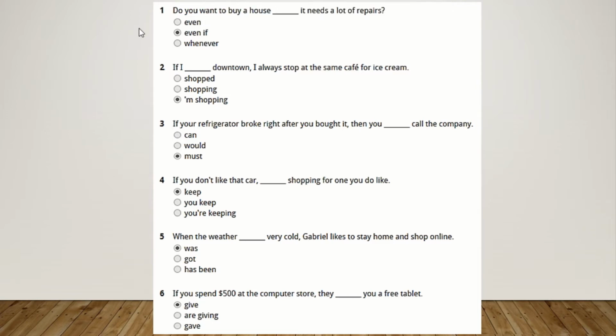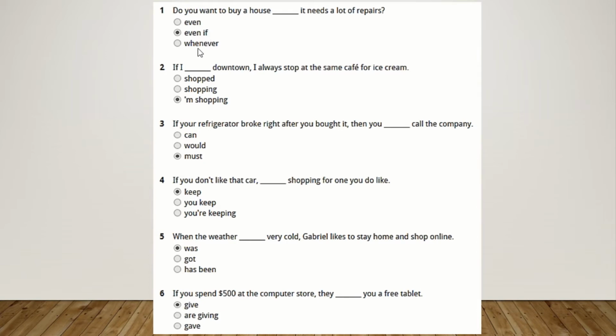And I want to focus on three things here. First of all, the use of even if. Remember that you can use when or whenever instead of if. But when you want to emphasize the result, you use even if. In this case, you want to buy a house, even if it needs a lot of repairs. So you want to emphasize that even if something bad happens, you still want to do it, right? So you still want to buy that house. So in this case, you use even if, right?